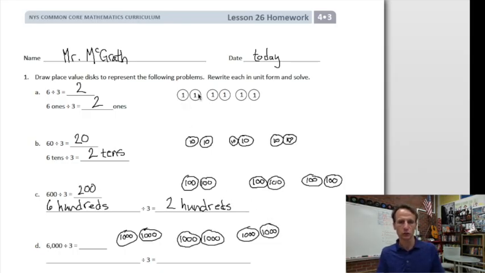Look, 2 ones, 2 tens, 2 hundreds, 2 thousands. So 6 thousands divided into 3 equal groups. Each group will have 2,000. Which means that I had 6, what? 6 hot dogs. No, 6 thousands.